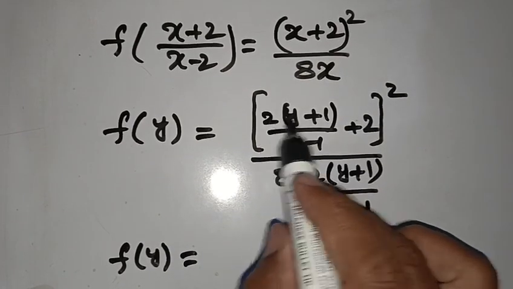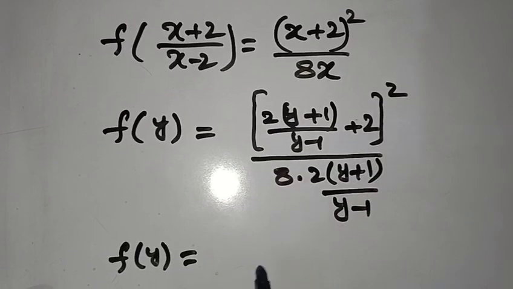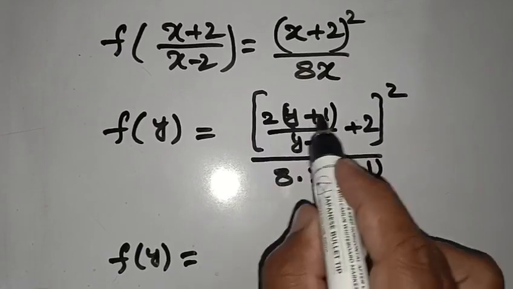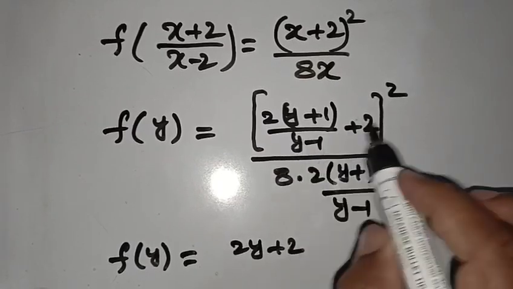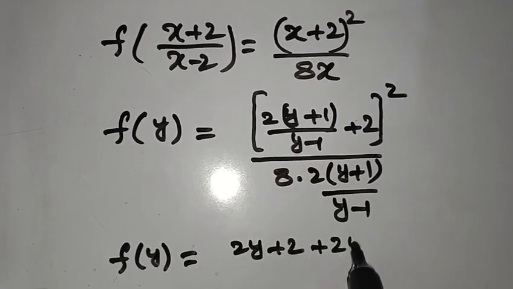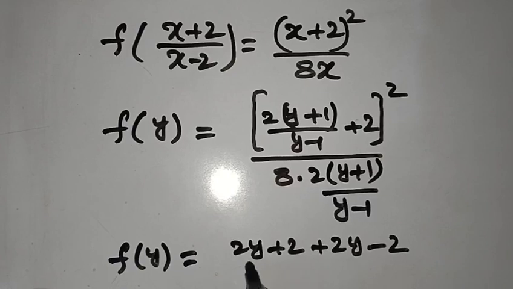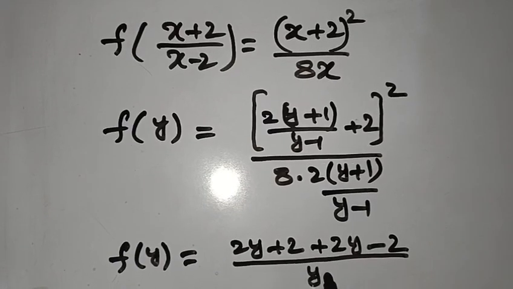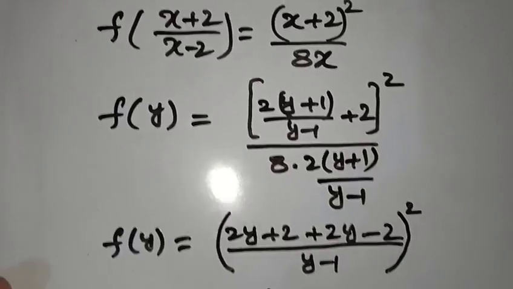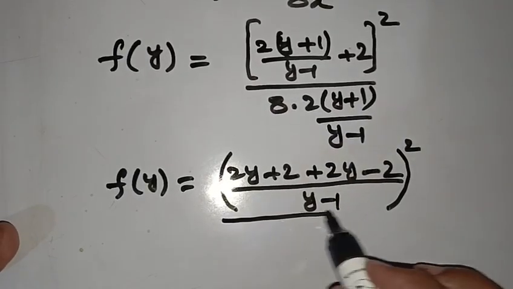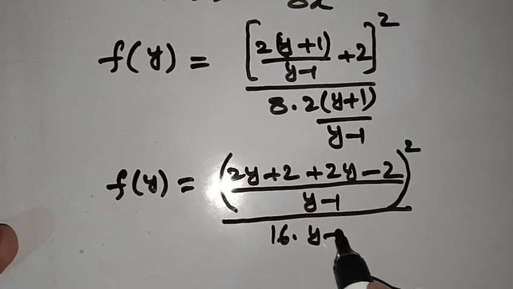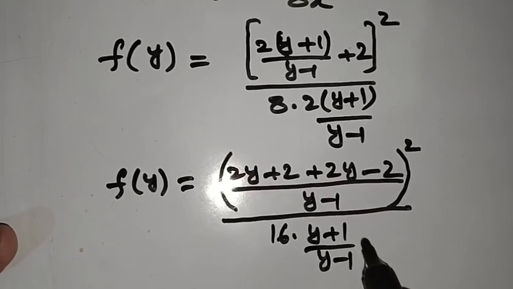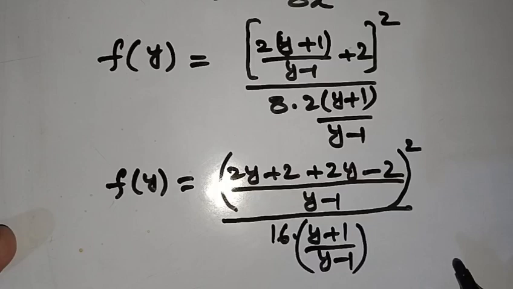So here only simplification is required. Within this square, under the square, the simplification is 2 times (y+2). And now multiplying in this way, we have (2y-2)/(y-1), for this whole square is present. And again this divided by this complete one, 16 times (y+1)/(y-1). This becomes the second denominator.